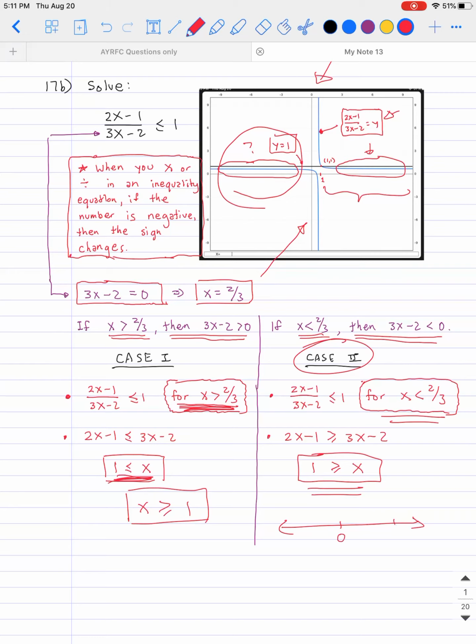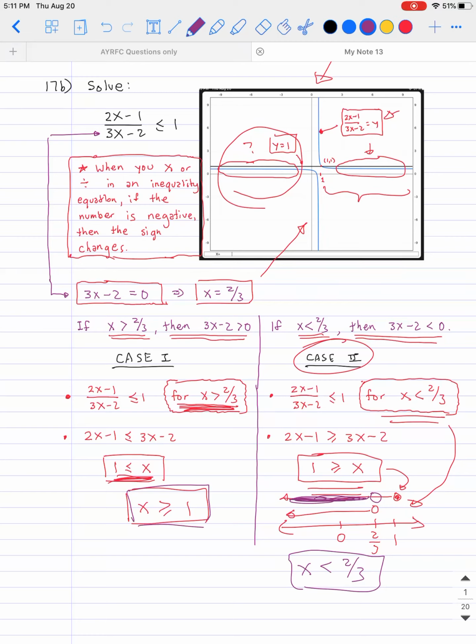On the number line, here's 0, here's 1, and then here's 2/3. In my first initial condition, I have to make sure x is less than 2/3. In the second case, I'm looking for x less than or equal to 1. Since both conditions have to apply, my actual solution is what they have in common, which is basically everything less than 2/3. So my solution on the left is x is less than 2/3, and that's one solution set, and then x greater than or equal to 1 is the other solution set.